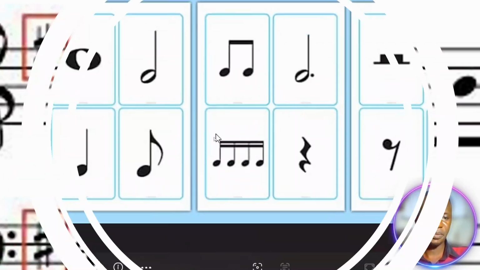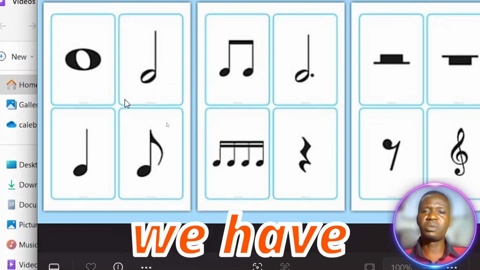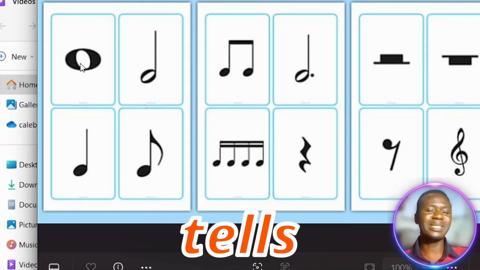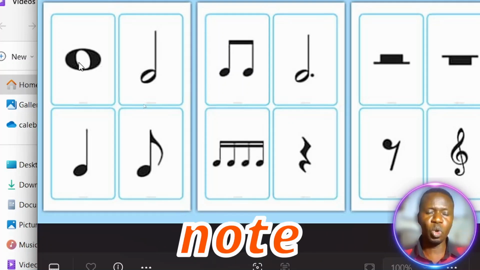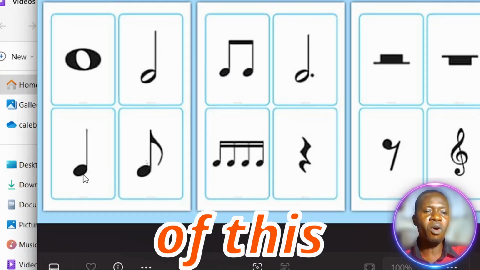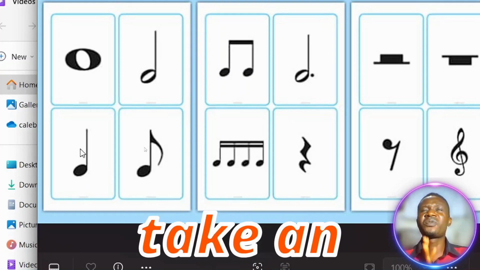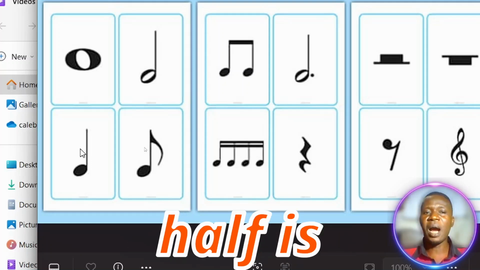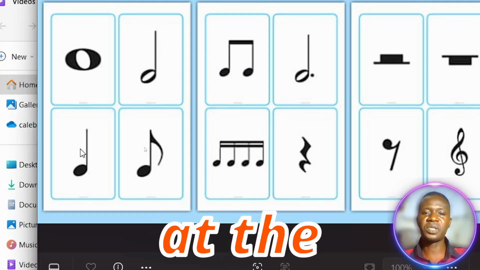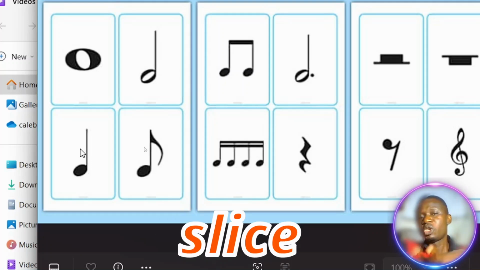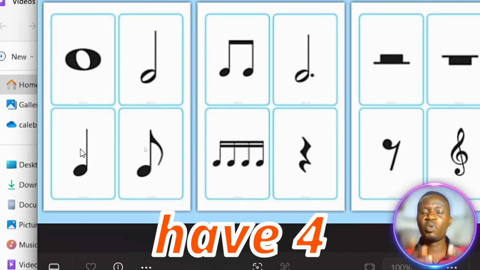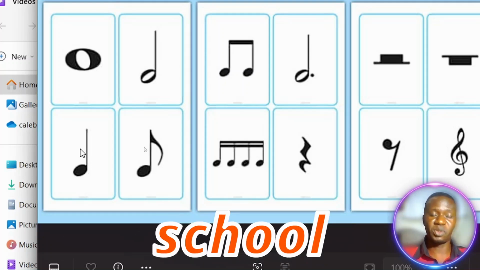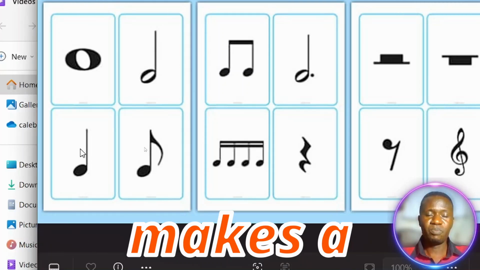What does it mean? If you look at these musical symbols, we have a full note here. Anywhere you see this note on a staff, it tells you that this is a full note, and this full note has 4 of this one. It is just as simple as if you take an orange and slice it into 2 equal halves. You discover that one half is at the other side and one half is at the other side. Then if you slice it again, you will have 4 quarters. 4 quarters, right? This is simple mathematics in primary school. 4 quarters makes a whole.